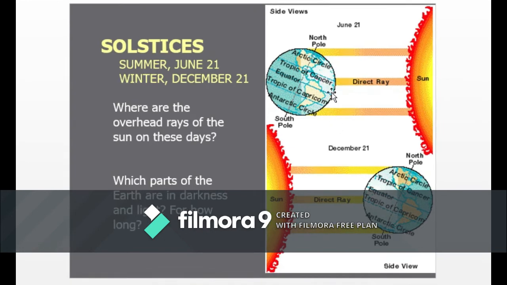Okay? And the second interesting thing is about the people living in the Arctic Circle and the Antarctic Circle, the North and the South Pole. The North Pole will have 24 hours of daylight, and the South Pole will have 24 hours of night time. So that is why both of the poles experience 6 months of winter and 6 months of summer.